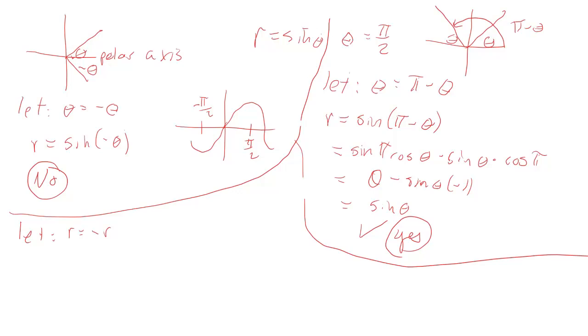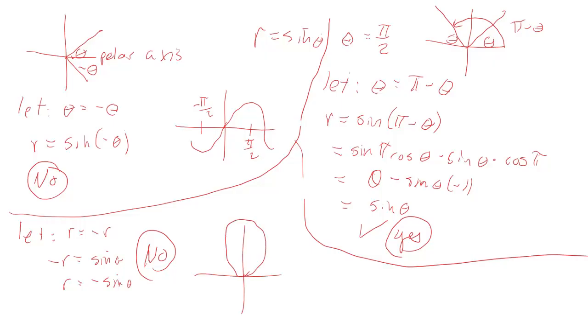If I have r equals sine of theta, we know that negative sine theta is not equal to sine theta. So this is no on that, because it's not the same as the original function. For this graph, we've established it does have symmetry across theta equals pi over 2, which makes sense because the graph looks like this approximately. Well, it's a bad circle, but that's the basic idea. Okay, hope this helps.